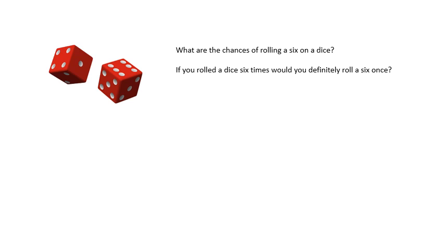We know what the probability of rolling a 6 is, but that doesn't mean if we roll a dice 6 times, we're only going to get 1 six. We might not get any 6s because it is random.